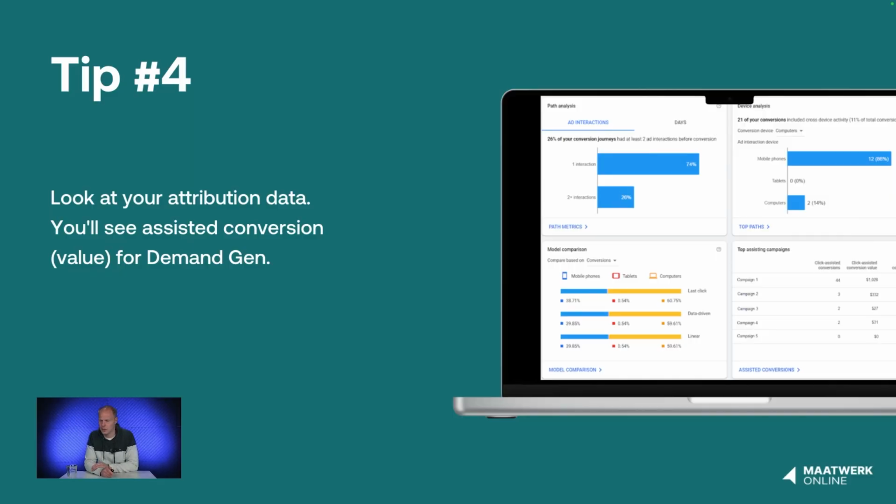The fourth tip, and that's also something that I mentioned before, is to have a look at your attribution data. You will see more assisted conversion value for Demand Gen campaigns than you probably will see in the interface at first. So have a look at the attribution reports or maybe the third-party attribution tools that I mentioned before, but don't shoot down the Demand Gen campaigns based on what you are seeing in the interface at first.